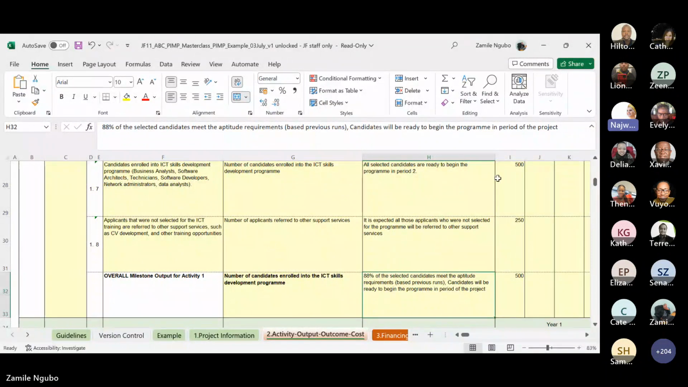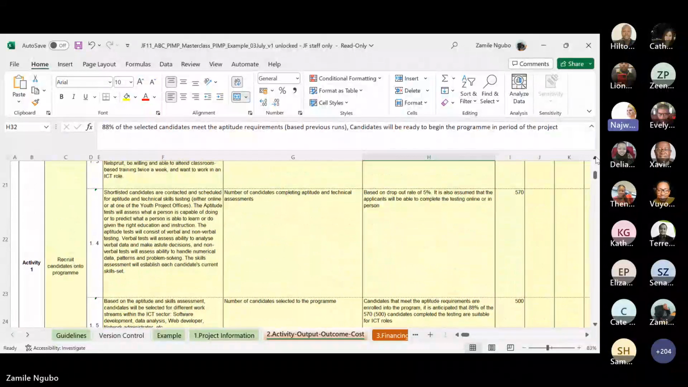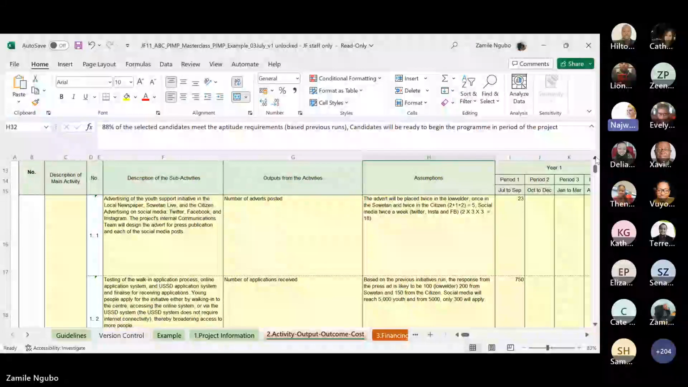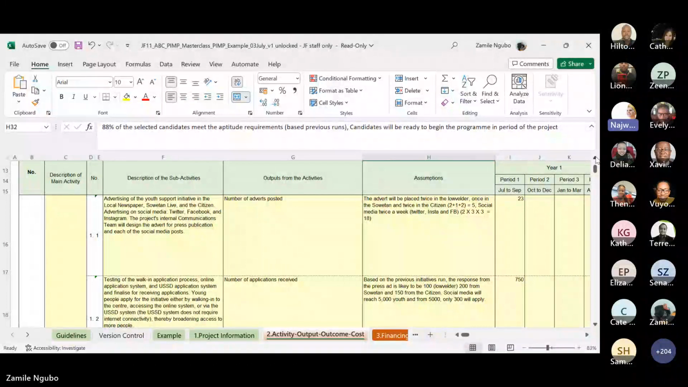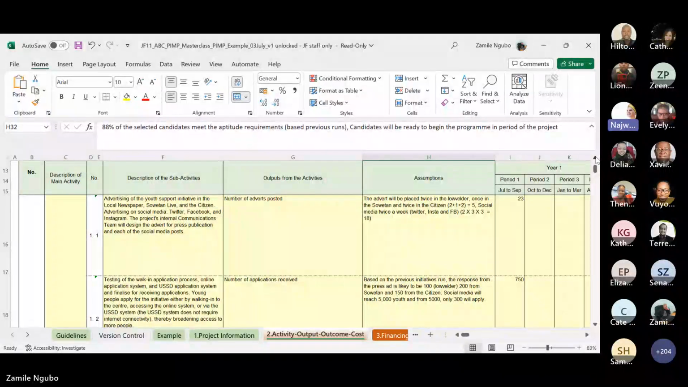But coming back to what Zamile is explaining to you here, often people are inclined to exaggerate the number of jobs that they can create. We will look at this ABC PIMP document. We will look at the key activities that you've identified, and we will then draw conclusions about whether what you are saying in respect of the number of jobs you will create is actually plausible in relation to what your plan is. Thank you.